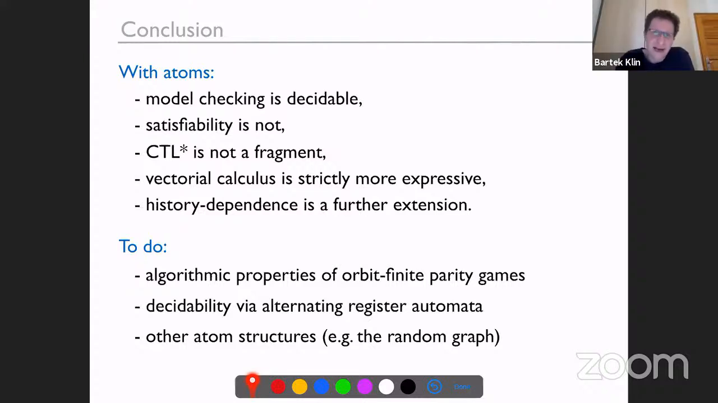Yes, excellent question. I should have put it in the to-do list. Absolutely, it's a very good question. I don't know. There is a notion of bisimulation. Actually, there are two notions of bisimulation: a different one for the scalar calculus and for the vectorial one. And yes, the Janin-Walukiewicz theorem is something to look for. Yeah, thank you.